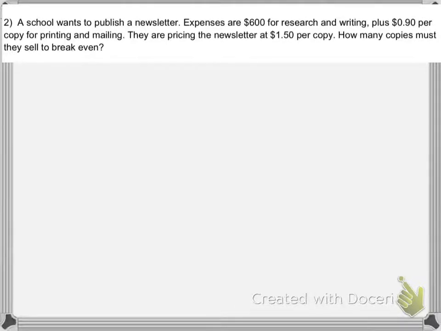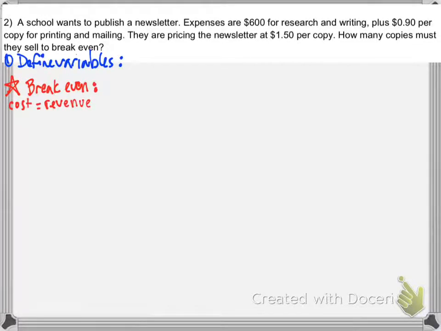All right, example 2 here. So pause if you need it or read the question. All right, so the first thing we need to do is define our variables. And you got to understand that a break-even point, as it discusses in the problem, is when cost equals revenue.